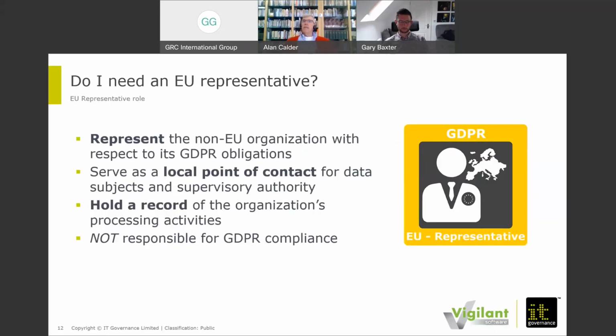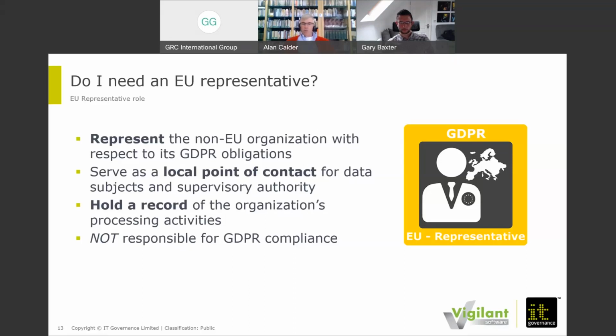How do you decide whether or not you need to appoint an EU representative? Well, it comes down very simply to whether or not you're providing services into the European Union. If you are, then you appoint a representative in the EU who will represent it with respect to your GDPR obligations. It serves as a local point of contact for data subjects and the supervisory authority, and it holds a record of the organization's processing activities.